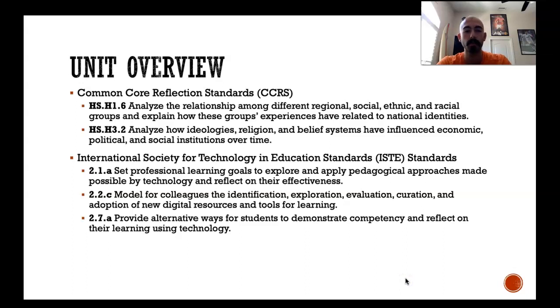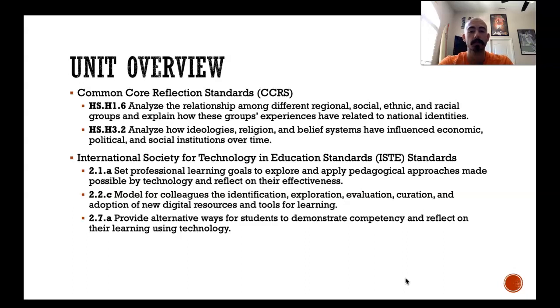Okay, so the Common Core reflection standards, I have two of them. First is HSH16, analyze the relationship among different regional, social, ethnic, and racial groups, and explain how these groups' experiences have related to national identities. Next is HSH32, analyze how ideologies, religions, and belief systems have influenced economic, political, and social institutions over time.